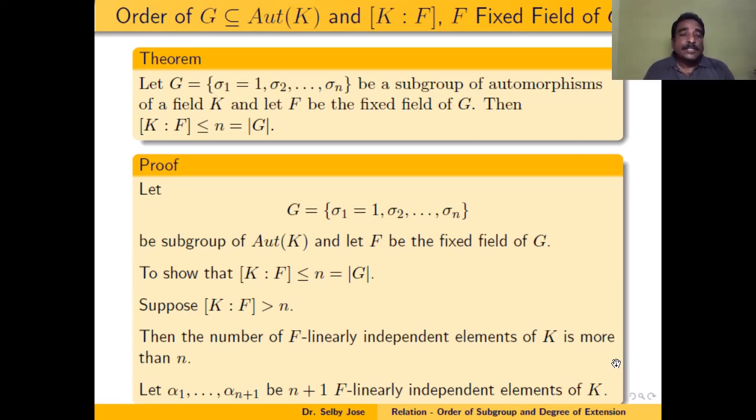That means K has a basis over F, and that basis contains as many elements as the degree of extension K over F. So since the degree of extension K over F is greater than n, this means that there are more than n F-linearly independent elements of K. So you take some n plus 1 linearly independent elements of K. Let these elements be alpha 1, etc., alpha n plus 1.